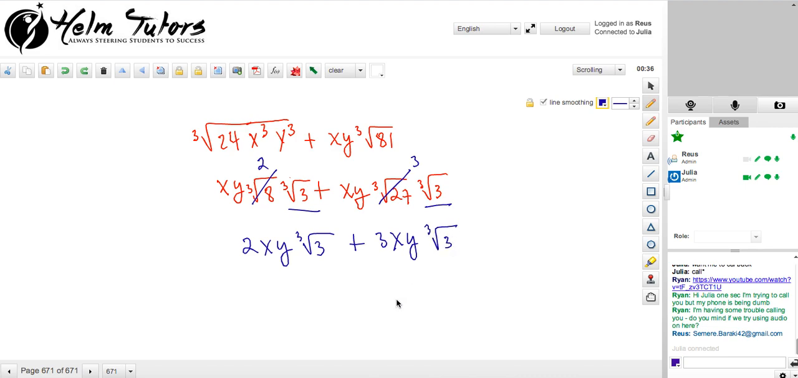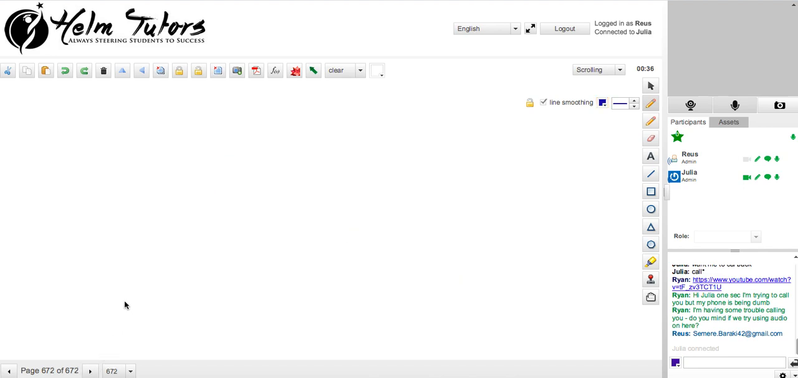Now what? Yeah, you can treat them as variables, right? Exactly. So how do they combine? 5xy cube root of 3. There you go. 5xy cube root of 3. Great. Good job. You're very welcome, kiddo.